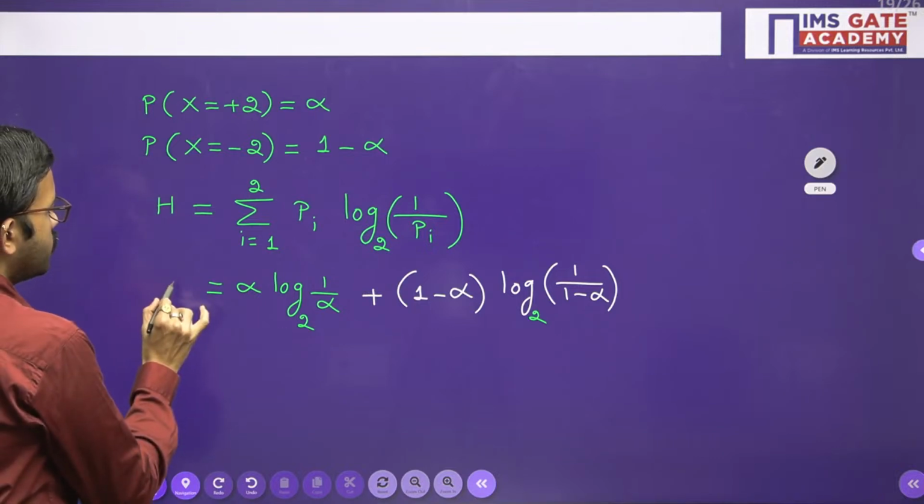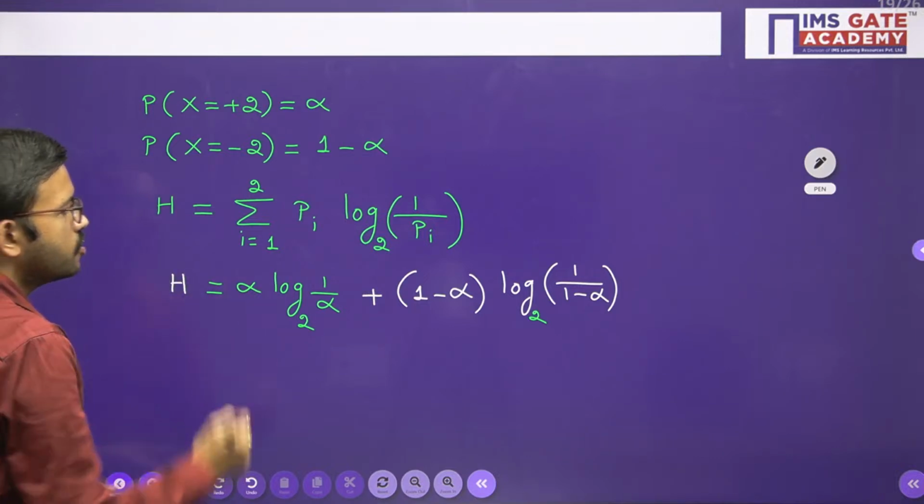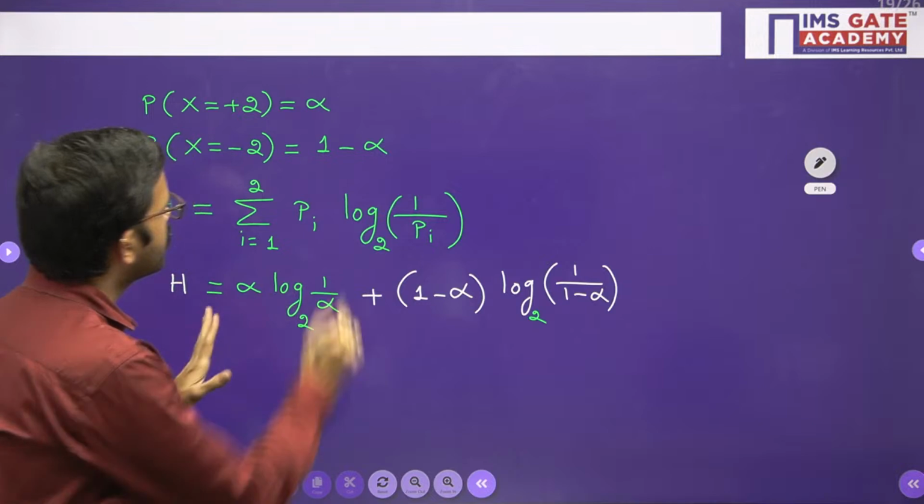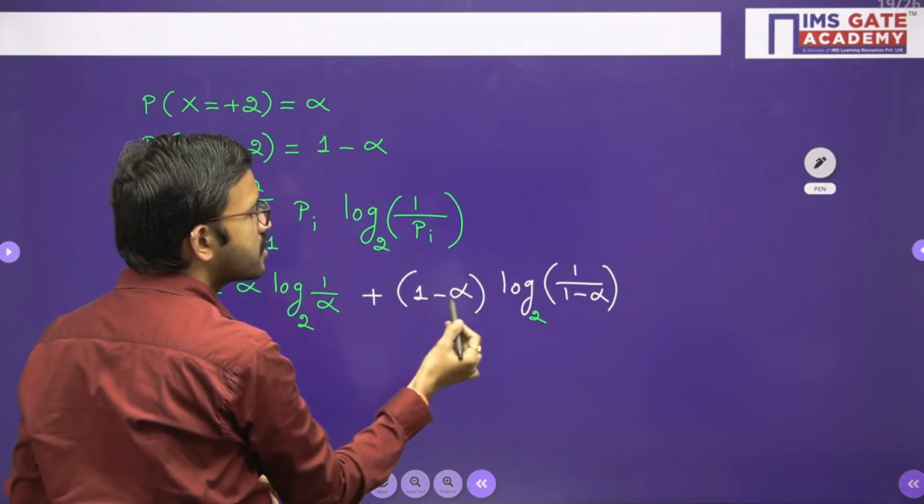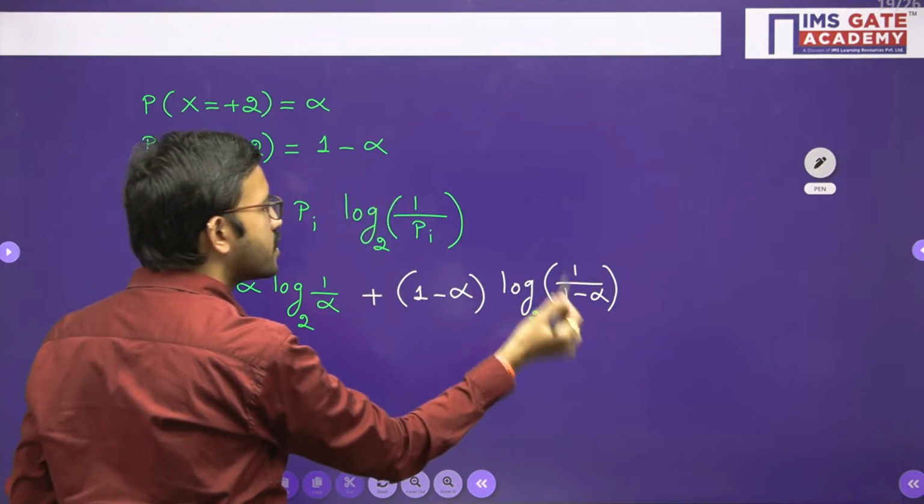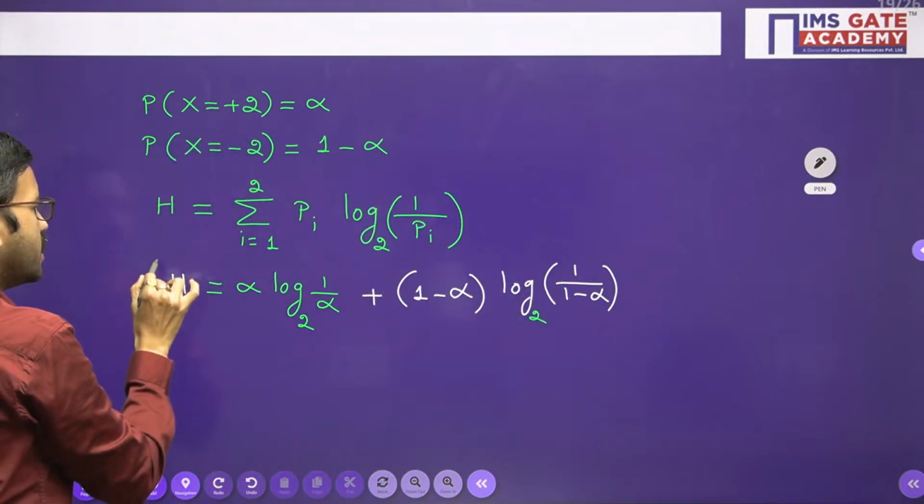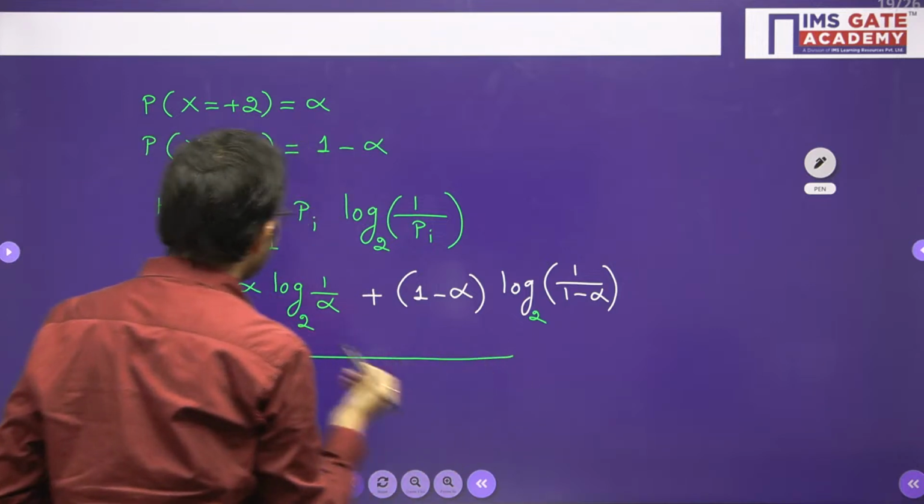So this is the entropy: H equals alpha into log 1 by alpha, where the probability is alpha, log 1 by probability. And in the other case, the probability is 1 minus alpha, log 1 by 1 minus alpha. So this is the entropy you got.